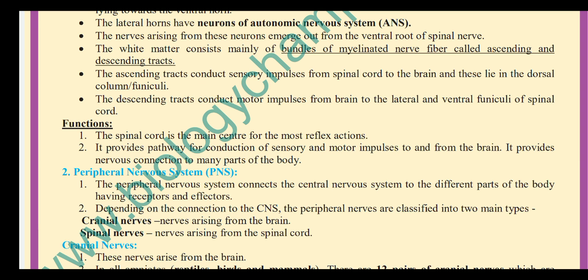The white matter consists mainly of bundles of myelinated nerve fibers, which are called the ascending and descending tracts. Ascending tracts conduct sensory impulses from the spinal cord to the brain and lie in the dorsal column or funiculi. Descending tracts conduct motor impulses from the brain to the lateral and ventral funiculi of the spinal cord. Now the function of the spinal cord.